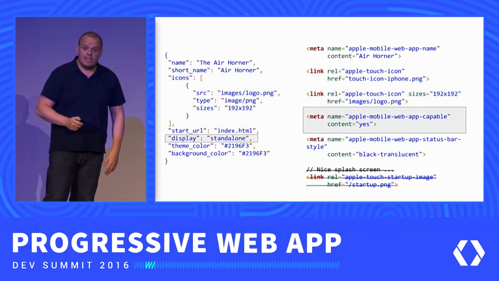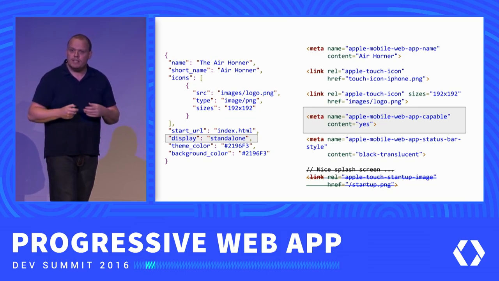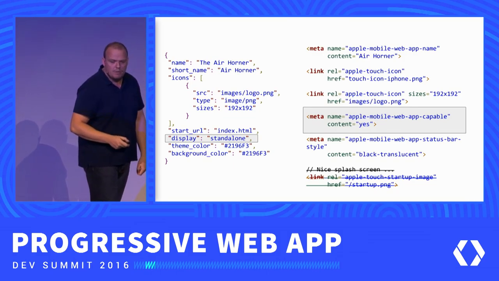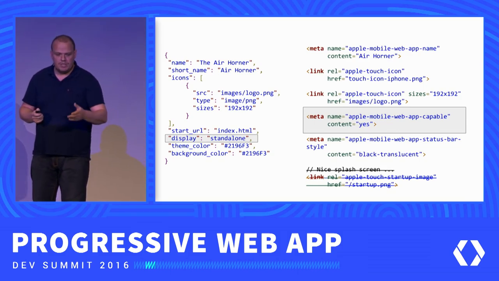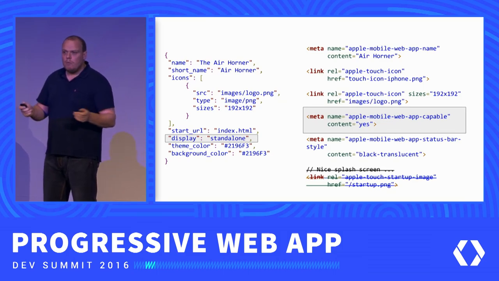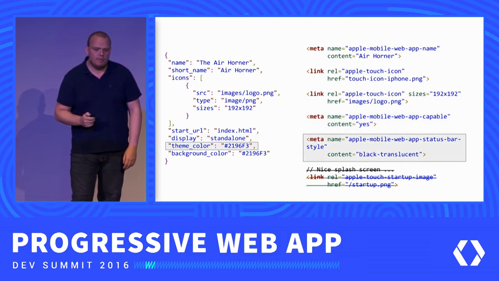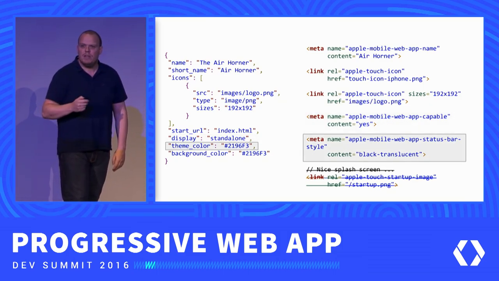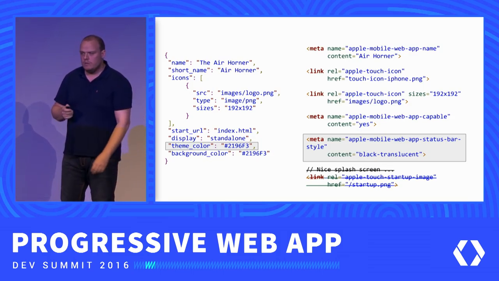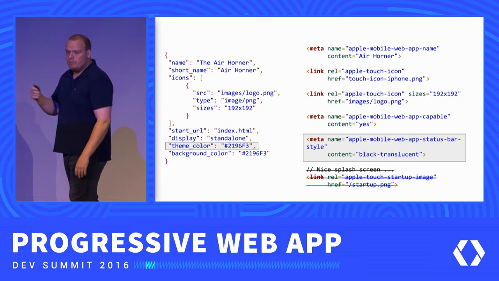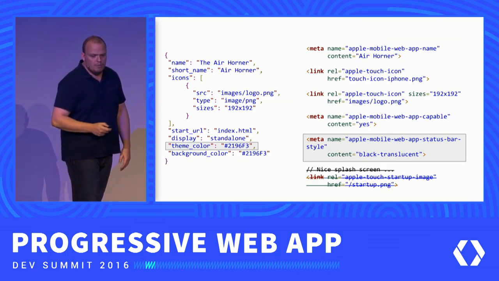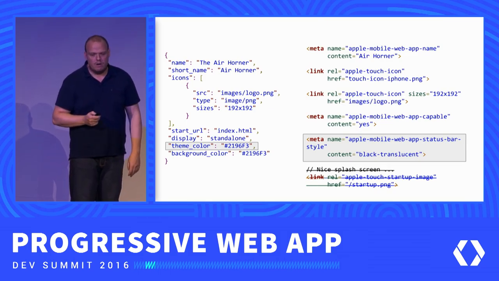It's kind of nice. We can say that we want to launch in standalone mode, right? We want it to launch like a native application. If we don't have Apple Mobile Web App Capable, then it launches like a normal browser tab, which is another option in the display manifest. We don't have complete full screen, but we have some good compatibility between the two parts of the platform. And we have some emulation around the theme color, right? You can get rid of the top bar by saying black translucent. That's pretty nice. There are other bits which are broken, like the splash screen, which doesn't work anymore, which is a bit unfortunate, but we're still not too far off.